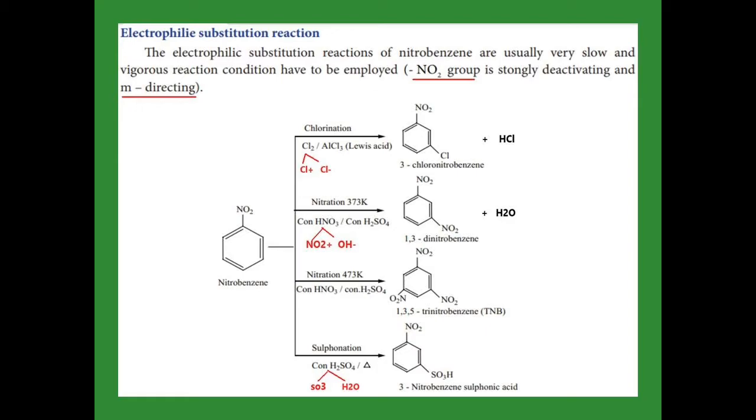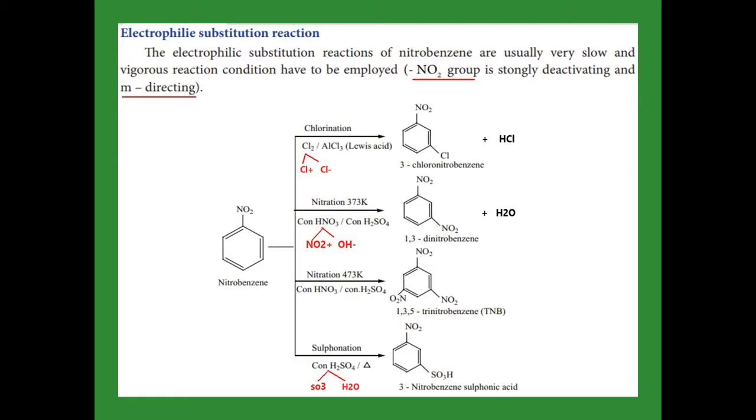First example, when the nitrobenzene is added with chlorine in the presence of aluminum trichloride, the aluminum trichloride polarizes the chlorine as Cl plus and Cl minus. The Cl plus is the electrophile, because it is of positive character, it needs electrons, and the nitrobenzene contains more electrons, so that Cl plus is directed towards the nitrobenzene.